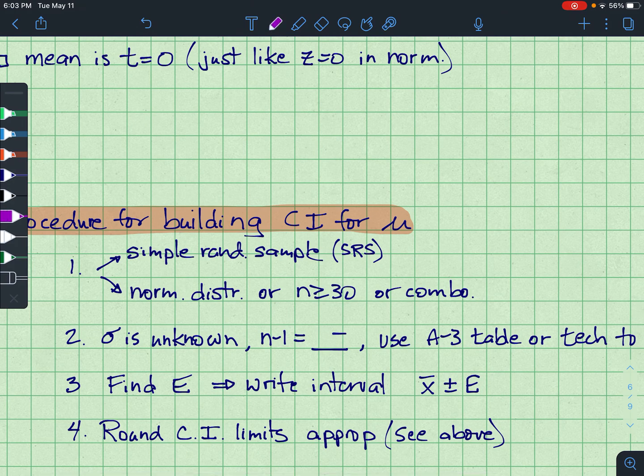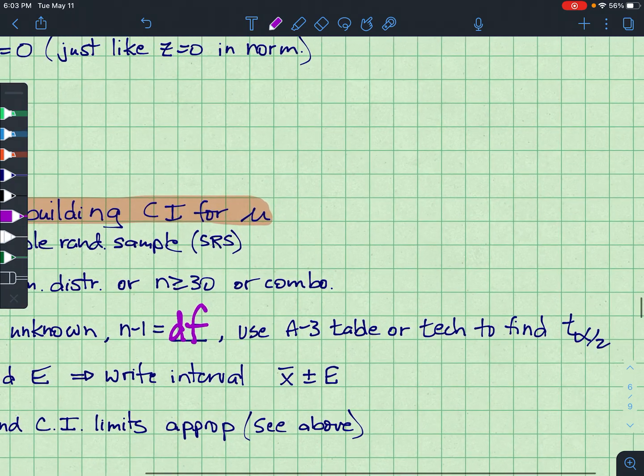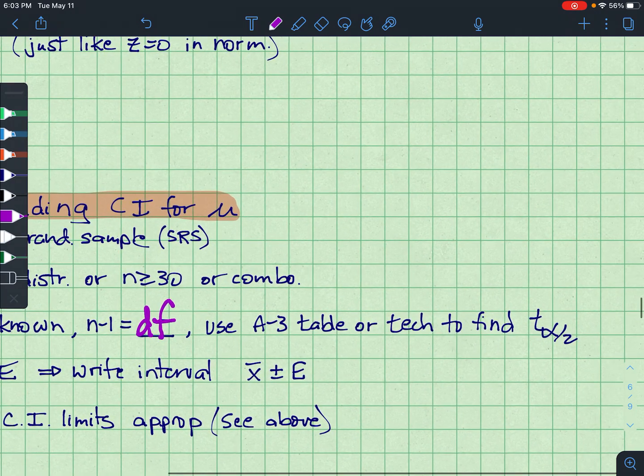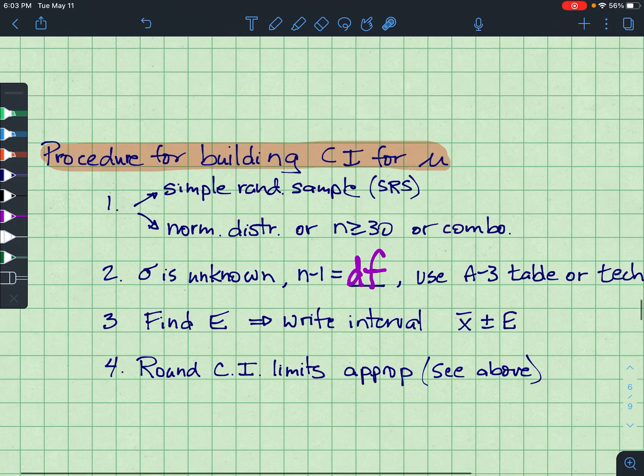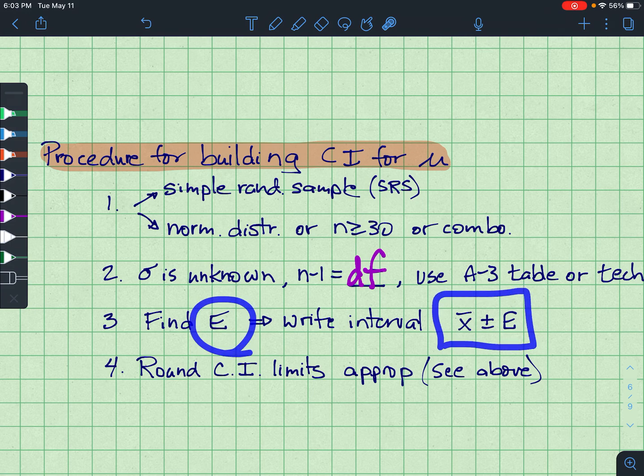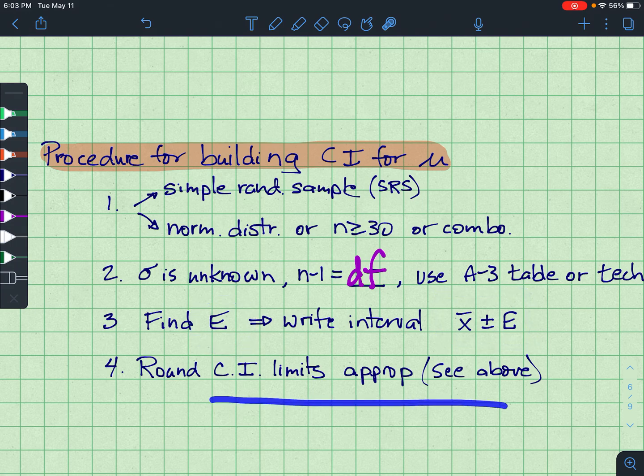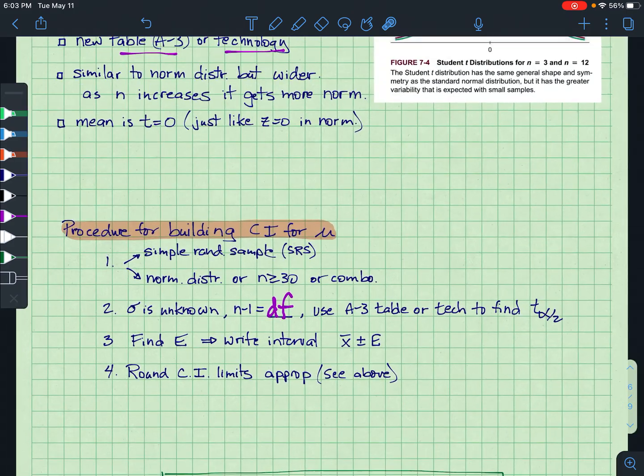Sigma is unknown. Our degrees of freedom are n minus 1. And then again, we're going to use a table or technology to find that critical value. And finally, round. Once you find your margin of error, write the interval, and then round it appropriately.